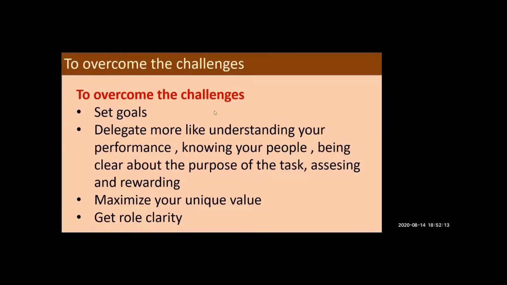We need to know where we are going. The other one is delegate more. That means we have four steps: understanding your performance, knowing your people, what I'm trying to perform and what resources I have, being clear about the purpose of the task. Since I know the goal, I have to communicate to those people where I'm going and the purpose of the task they are assigned, assigning and rewarding. After I identify the people and assign them, if they accomplish well, I have to reward them in order to motivate them.